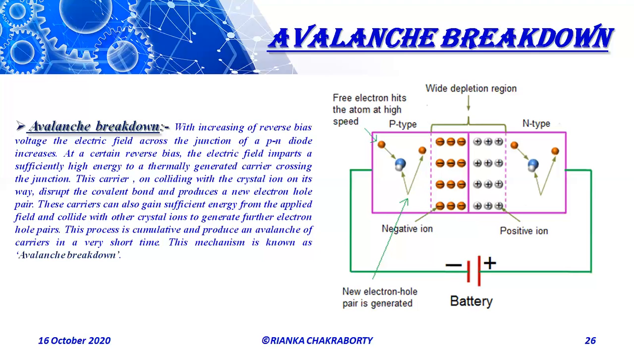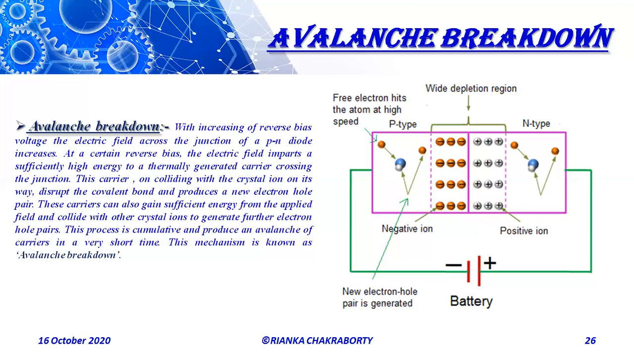At this point, a small increase in voltage will suddenly increase the electric current. This sudden increase of electric current may permanently destroy the normal PN junction diode. However, this breakdown is called avalanche breakdown, and this process is cumulative and produces an avalanche of carriers in a very short time. That's why this mechanism is known as avalanche breakdown.